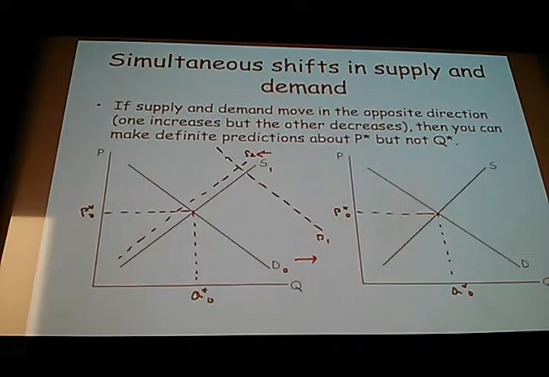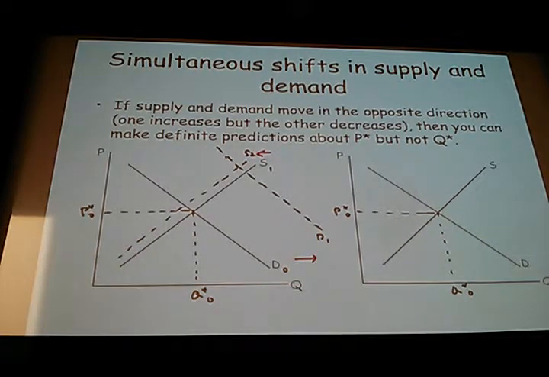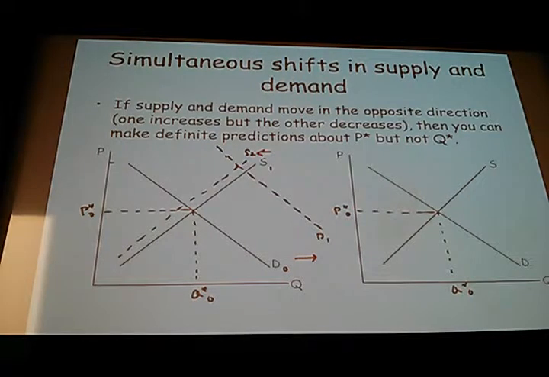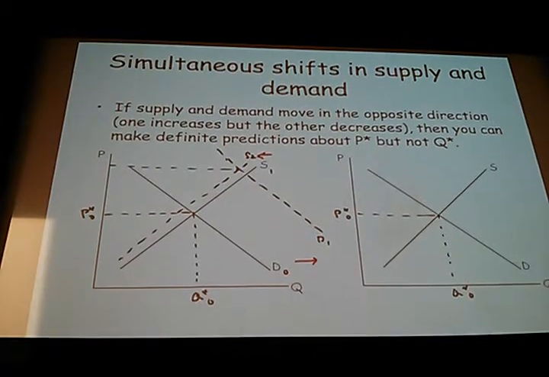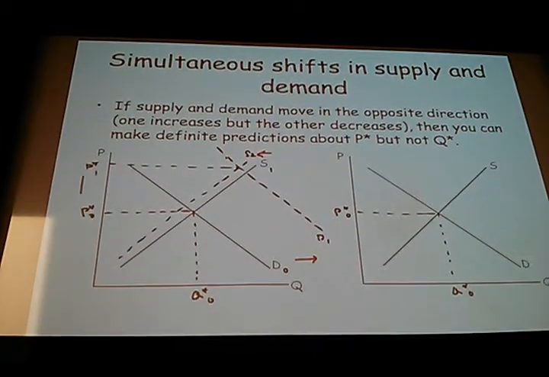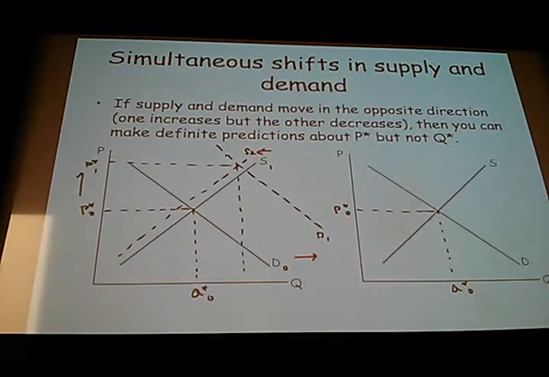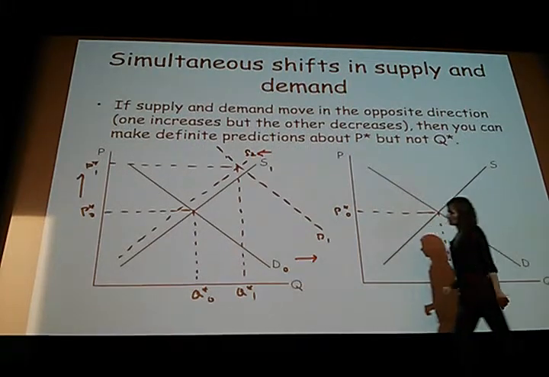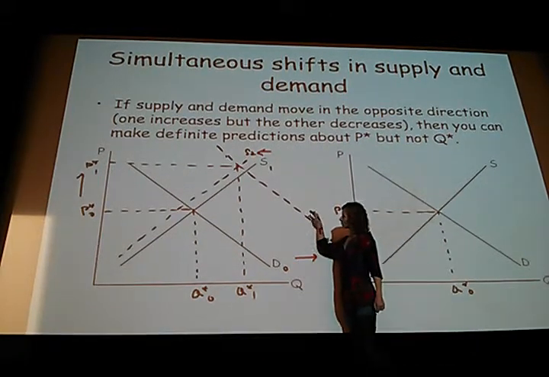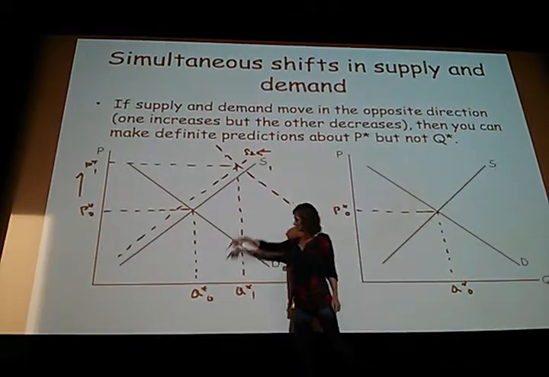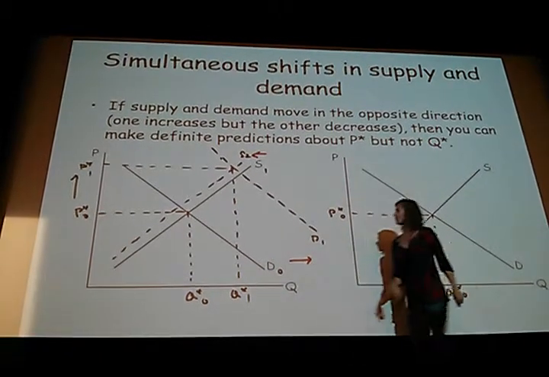What's the new equilibrium price going to be? The new equilibrium price is going to be much higher. And we're also going to have an increase in the equilibrium quantity. Demand went out, supply shifted back, prices went up, quantity went up.